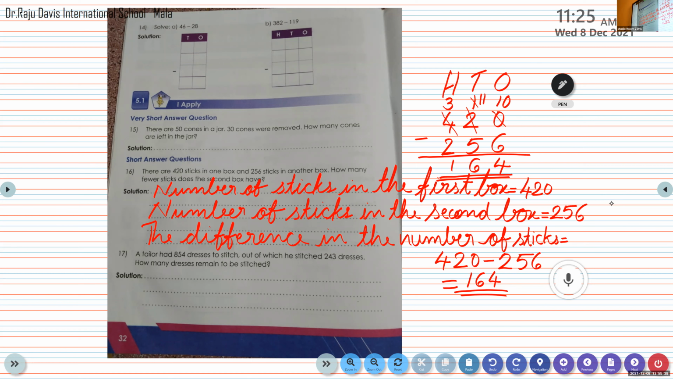So please do it fast, everyone. The 16th question. Have you all completed? Yes, ma'am. No, ma'am. Okay, do it. Those who have completed, please be silent. 164 is the answer.